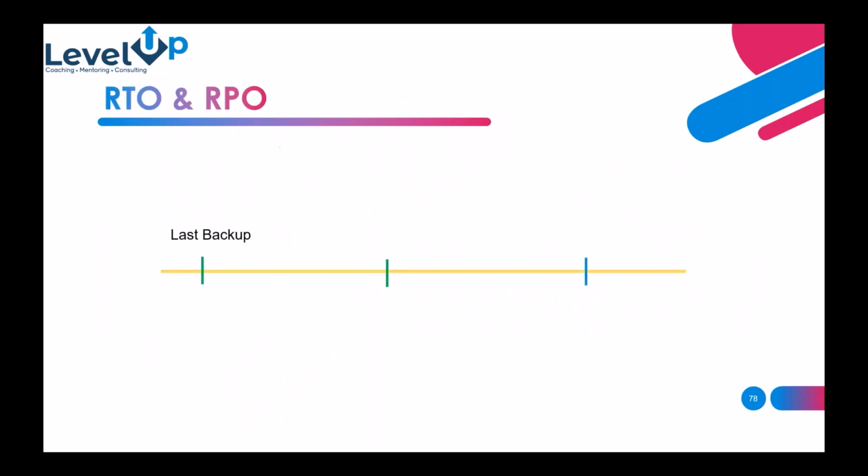Now there are two more terms that we need to understand. One is called RTO, the second is called RPO. What is RTO and RPO? RTO is basically recovery time objective. This is called recovery point objective. Actually, both of these refer to time only.